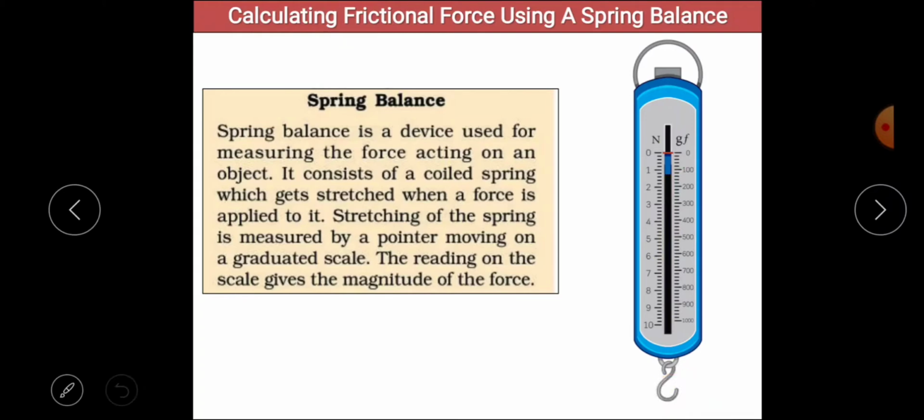So if the object is heavy, we will have a lower value. Lower value in the sense this mark will be lower, because as it is applying more force, it will go down. If it is a very light object, then we will get a higher reading. Higher reading means low force being applied, so it is not being pulled very much. So you understood? Higher value means light object, lower value means heavy object.